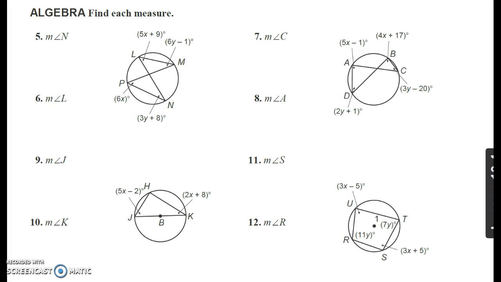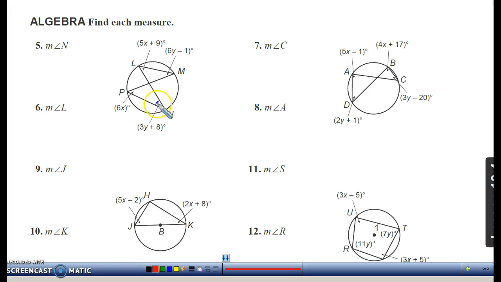Let's go forward now to example number 5. And we have a picture of a circle here and find each measure. The first one is going to be the measure of angle N. Angle N is going to be this one, right? This is angle N, and it's an interior angle that subtends this arc here, meaning angle N can see this arc here.